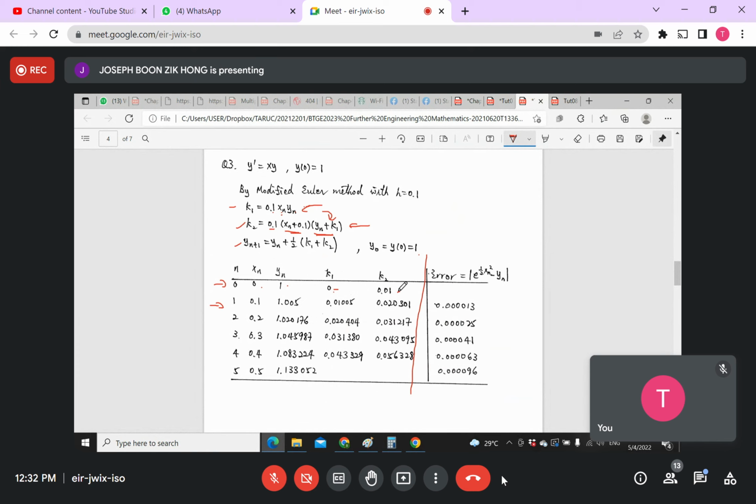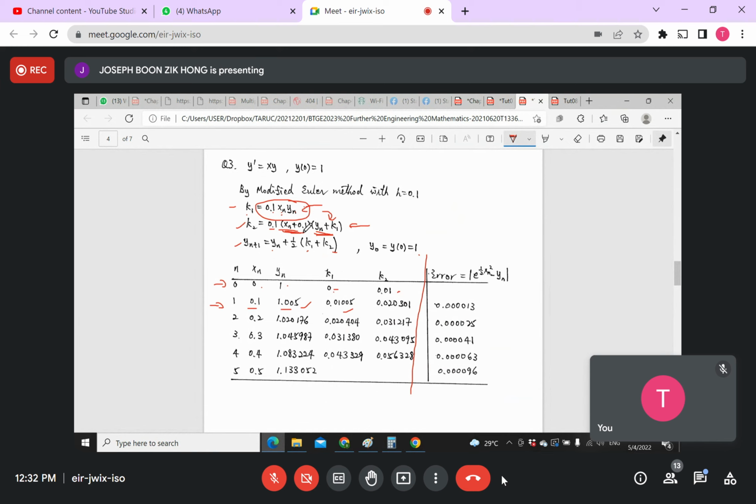So I have 0, I have 0.01, and then I put in here. 0 plus 0.01 times half, I will get 0.005. Then 0.005 plus my yn, which is 1, so 1.005. So this is my y1. Again, I put my xn, yn into here in order to get the k1, which is 0.01005. After that, I put in here again and here again.